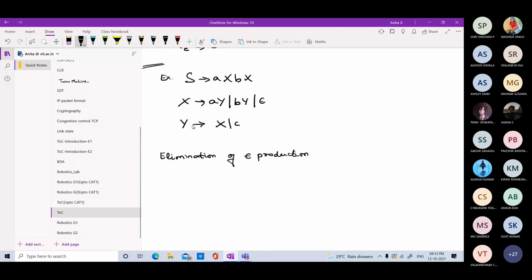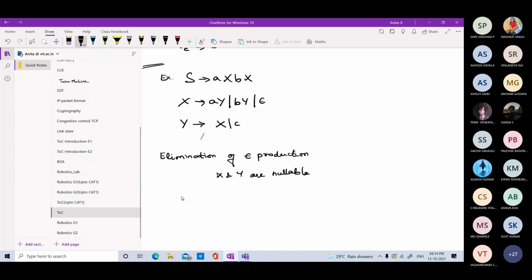What are the nullable symbols here? Which symbols are nullable? X and Y, and also S. Here you can see X derives epsilon, so X is nullable, and Y derives X, so Y derives epsilon. So X and Y are nullable, and we have to eliminate them.